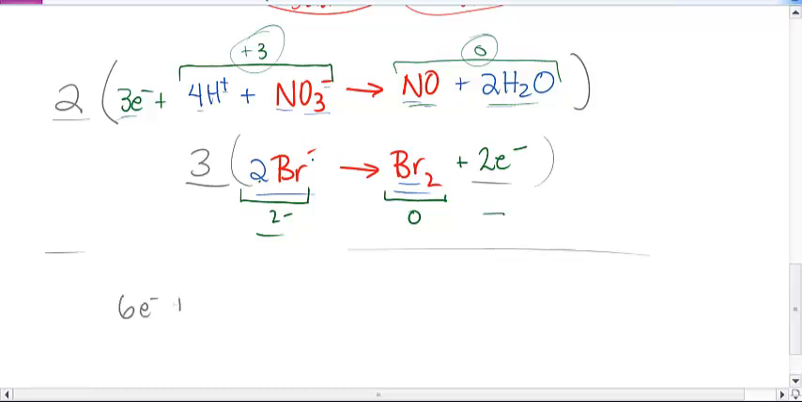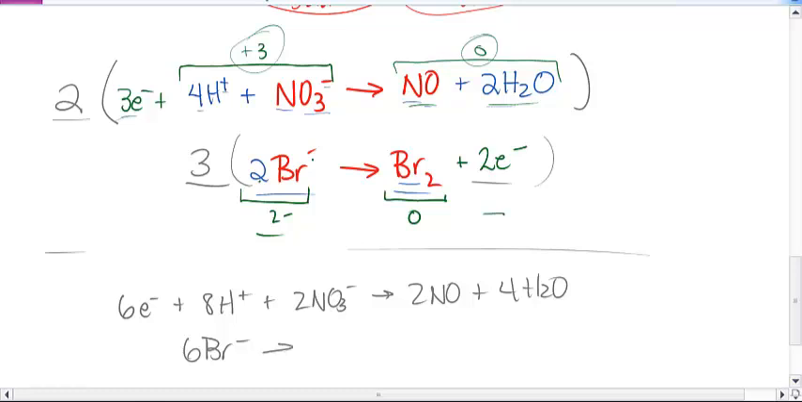So I have 6 electrons, multiplying through, plus 8H+ plus 2 NO3- yields 2 NO plus 4 water. And on the bottom one, I have 6 Br- yields 3 Br2 plus 6 electrons.